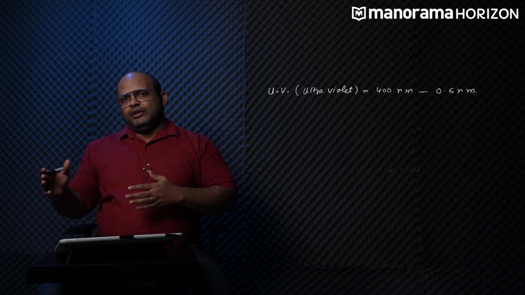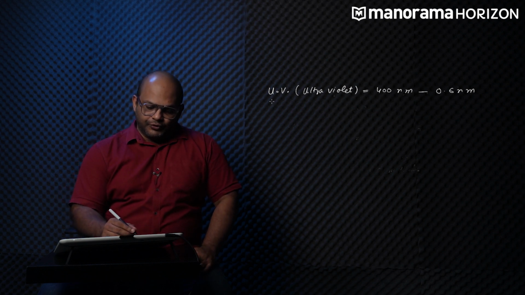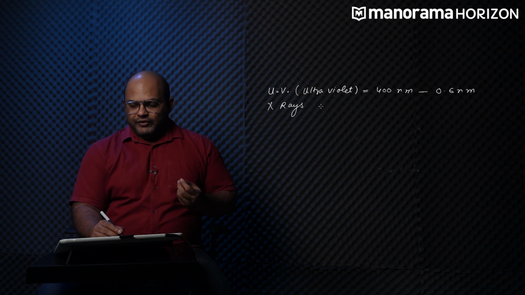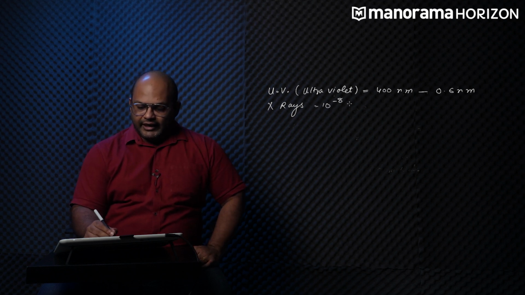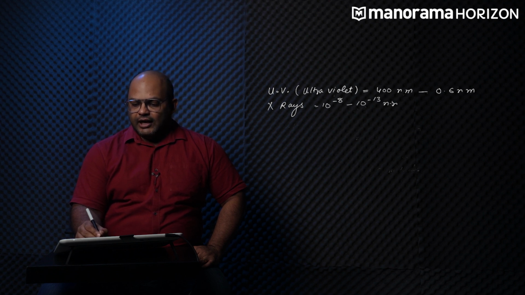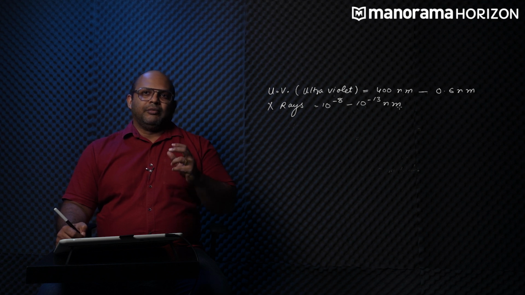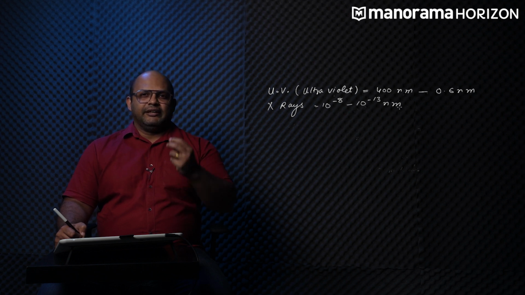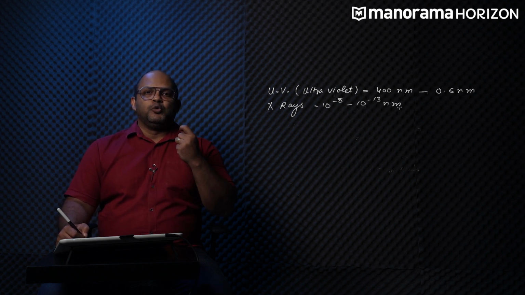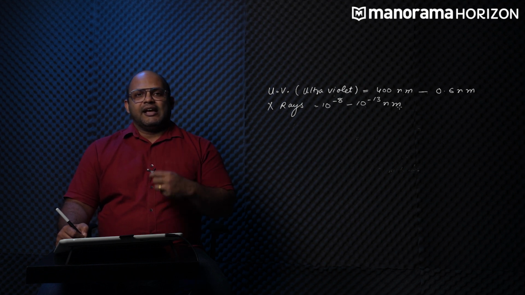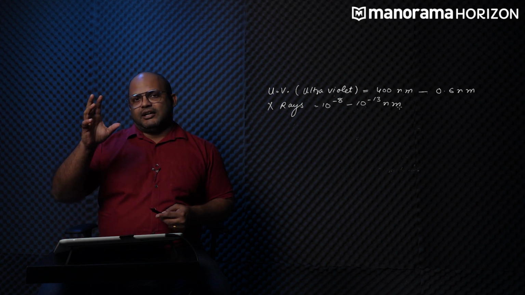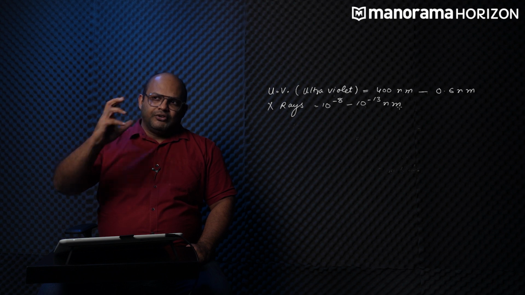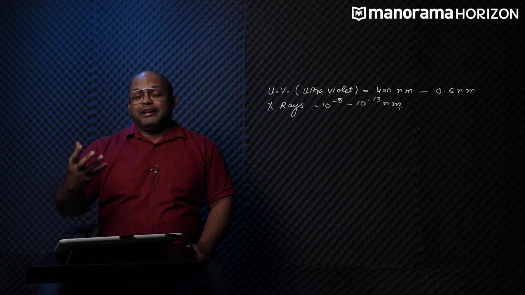Once we go beyond UV, we enter the region known as X-rays. I'm sure all of you have heard of X-rays. X-rays have extremely small wavelengths of the order of 10 to the power minus 8 to 10 to the power minus 13 nanometers. X-rays are produced by various methods. Nuclear reactions produce X-rays. You can also produce X-rays by firing extremely high energy electrons into dense materials. For example, the X-ray systems in the old days had a tungsten target. Tungsten is a very dense, very hard material. If you fire high energy electrons into the tungsten material, the tungsten will start emitting X-rays.